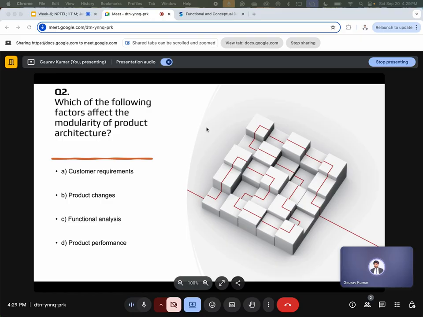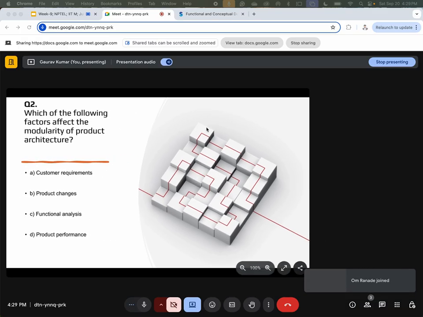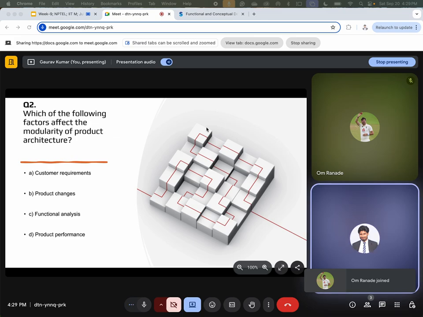Moving to the next question, question number 2. Which of the following factors affect the modularity of the product architecture? Is it customer requirements, product change, functional analysis, or product performance? Okay, so please pause the video whenever you are watching and try to answer the questions, and meanwhile I will also provide the explanation parts. Okay.